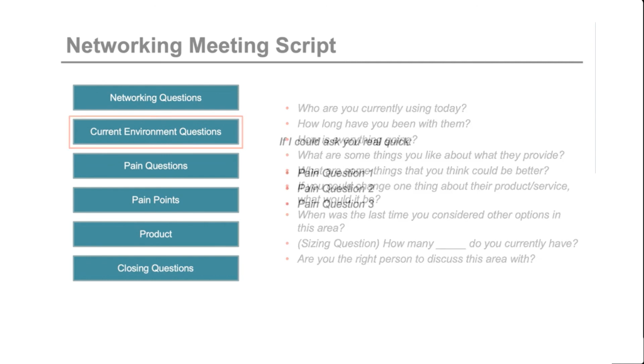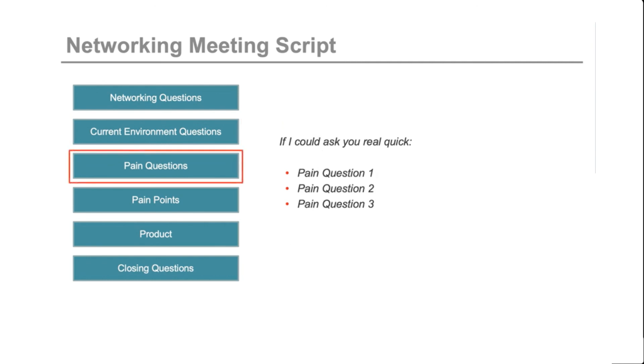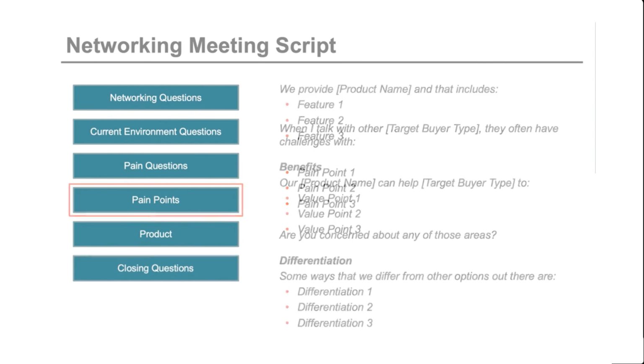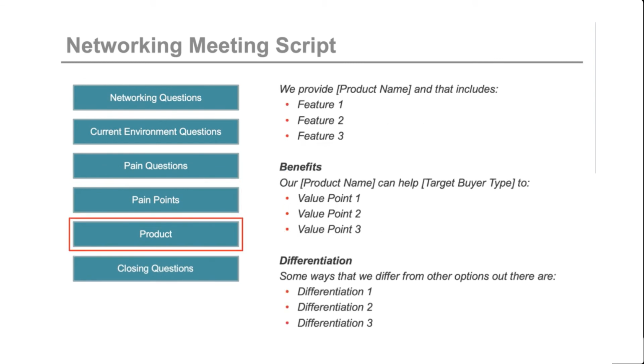How's everything going? You may want to ask some of your pain questions to a networking contact, because you never know, depending on where the conversation goes, maybe they might need what you sell. You could share some pain points. Even if you aren't trying to sell to them, if you're networking and you might be sharing referrals and leads, you should probably at some point share with them what you sell and talk about it. And this is where you would want to use your product building block.